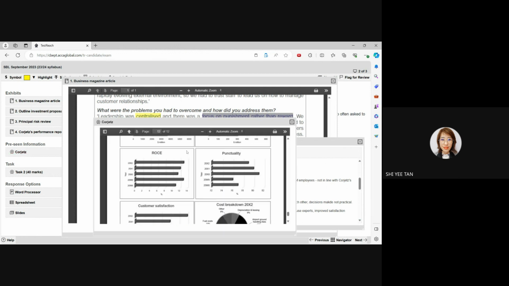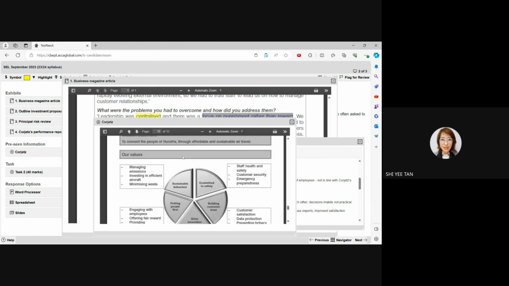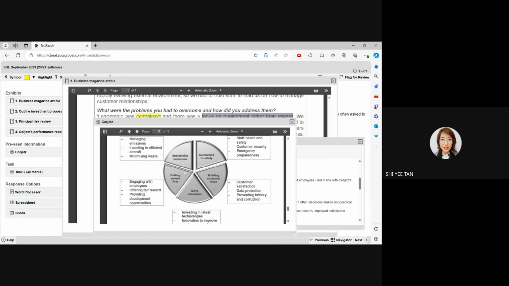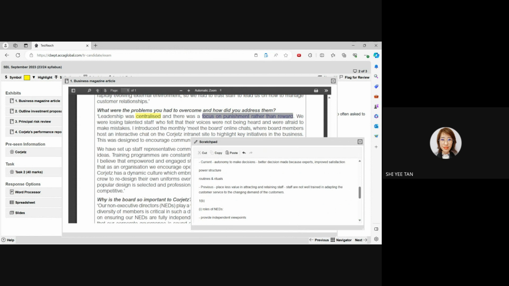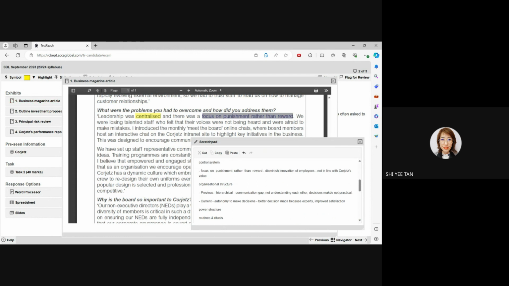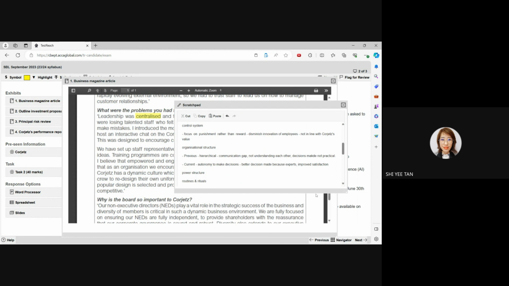Then what do we have for project value? We have staff. This one, putting people first. Also not in line. This one we have this, putting people first. This one also not in line. Yeah. Then we have power structure. Power structure we have this centralized one.